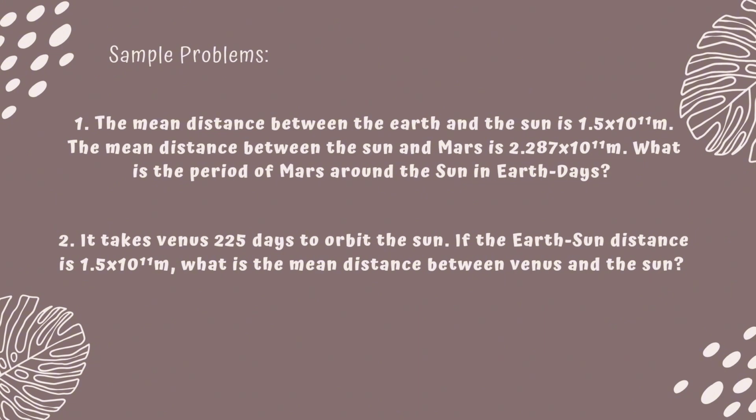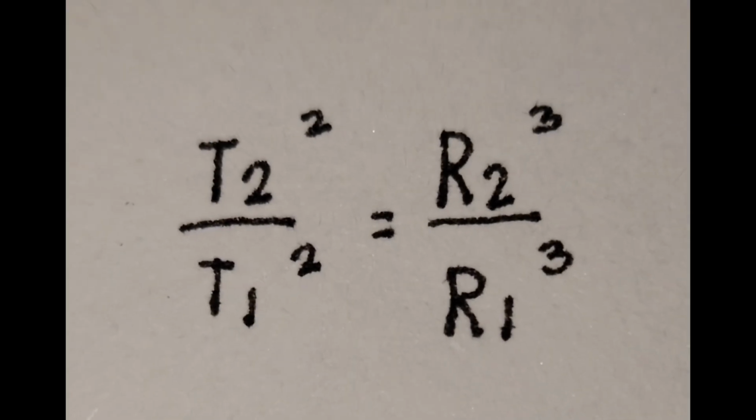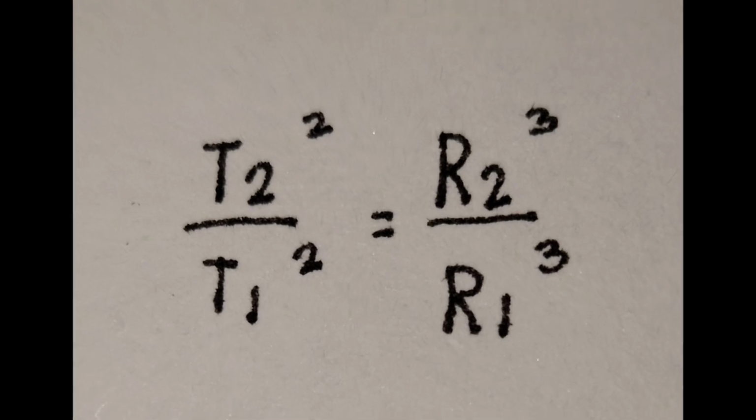Number 1. The mean distance between the Earth and the Sun is 1.5 times 10 to the 11 meters. The mean distance between the Sun and Mars is 2.287 times 10 to the 11 meters. What is the period of Mars around the Sun in Earth days? To calculate this problem, we will use this equation. T2 squared over T1 squared equals R2 cubed over R1 cubed.